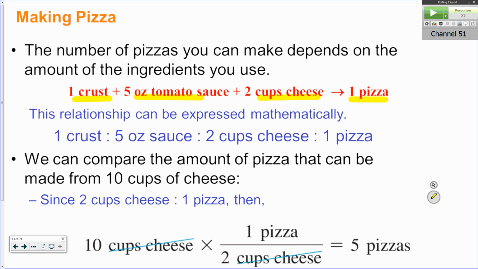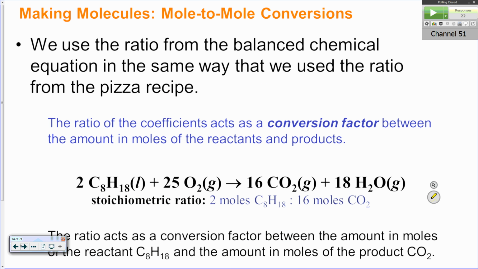In the same way that we could take this recipe to make a pizza, we could apply that as a mathematical stoichiometry: 1 crust plus 5 ounces of sauce plus 2 cups of cheese yield 1 pizza. If we wanted to know how much pizza I could make from 10 cups of cheese, I know it takes 2 cups of cheese for a pizza. I can do my same type of dimensional analysis, canceling out units. That's enough cheese to make 5 pizzas. All right, a very simple concept.